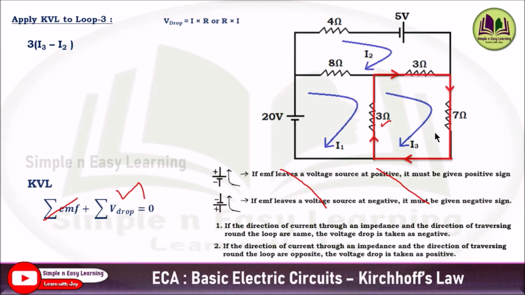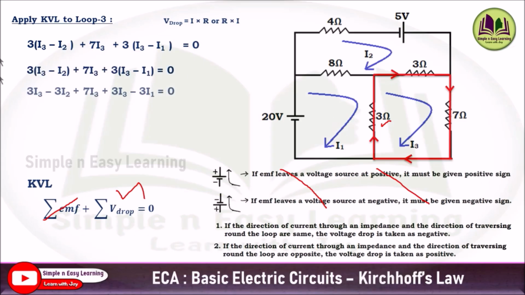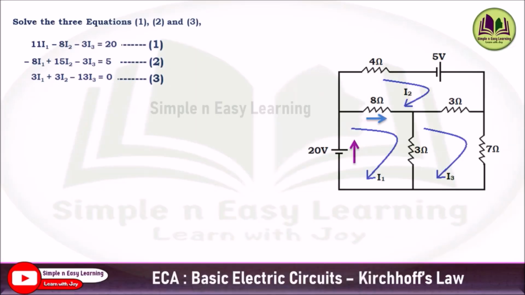So we are writing the third equation. The main current is I3 and the opposing current is I2. So 3 into I3 minus I2, plus 7 I3, since in this 7 ohm resistor only I3 current is flowing. And in this 3 ohm resistor, I3 current is flowing and the opposing current will be I1, so 3 into I3 minus I1, equal to 0. Multiplying inside the bracket and simplifying, taking I1, I2 and I3 separately, we get minus 3 I1 minus 3 I2 plus 13 I3 equal to 0, which is the third equation. These are the 3 equations we derived by applying KVL to all 3 loops.